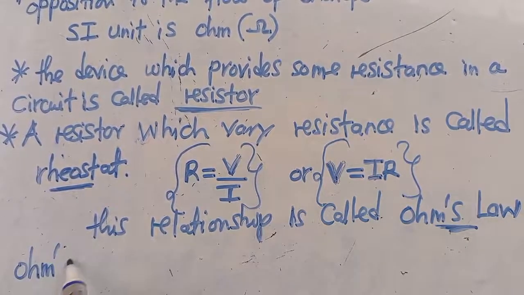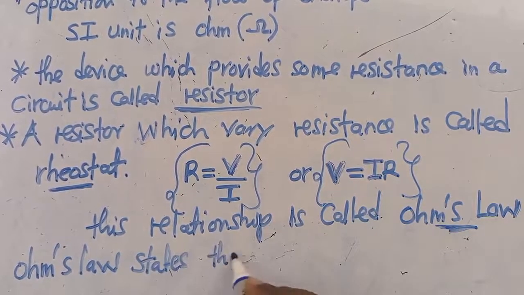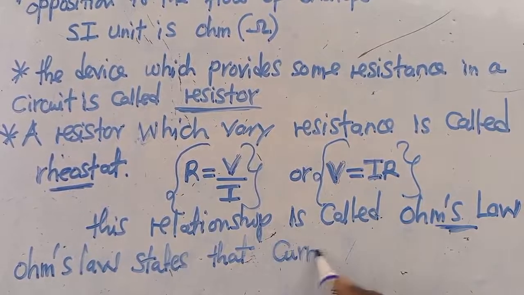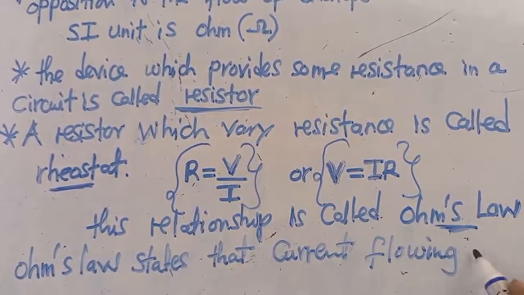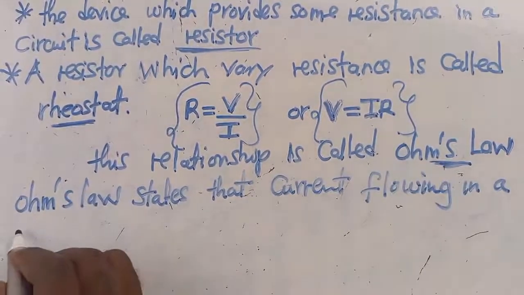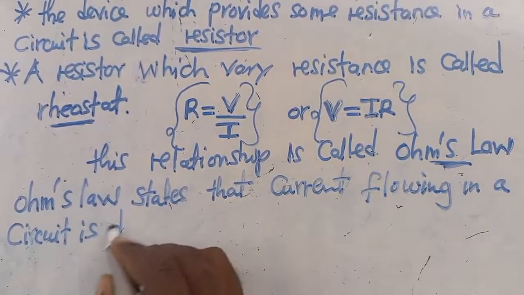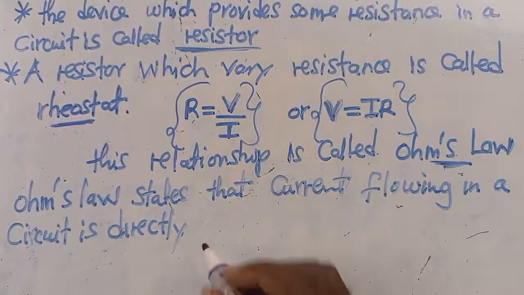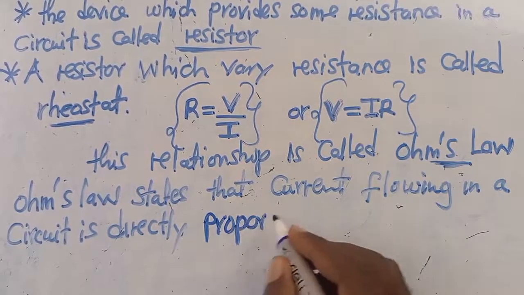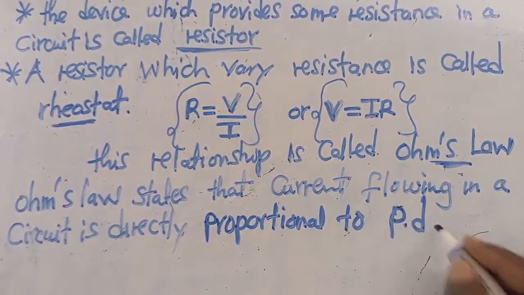So whenever we are talking about Ohm's law, it states that current flowing in a circuit is directly proportional to potential difference, which is PD.